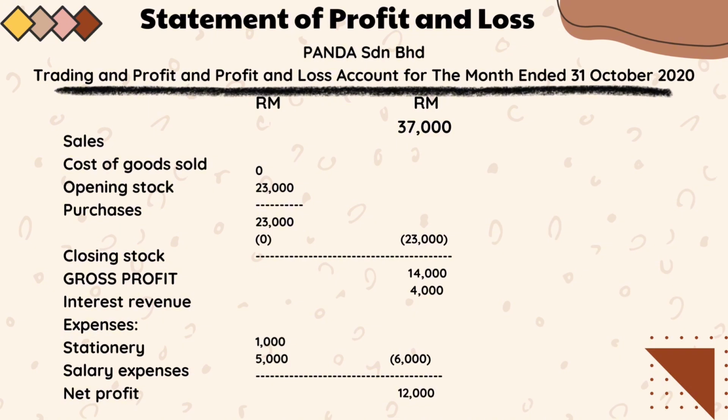Interest revenue 4,000 ringgit. For expenses we got two, which are stationery and salary expenses. For stationery we got 1,000 and salary expenses we got 5,000. The total of salary and stationery is 6,000. And finally we got net profit, which is 12,000 ringgit.